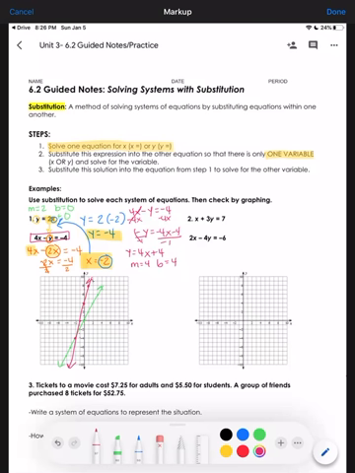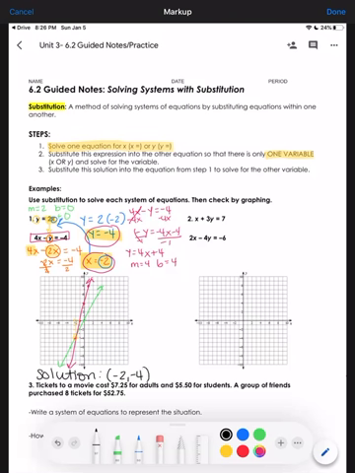So if I substituted correctly, this point should be the point, x is -2, so the point -2, -4. So let's check it. I go over 1, 2, and down 1, 2, 3, 4. Sure enough, that is correct. So that is definitely my solution. My solution is -2, -4.